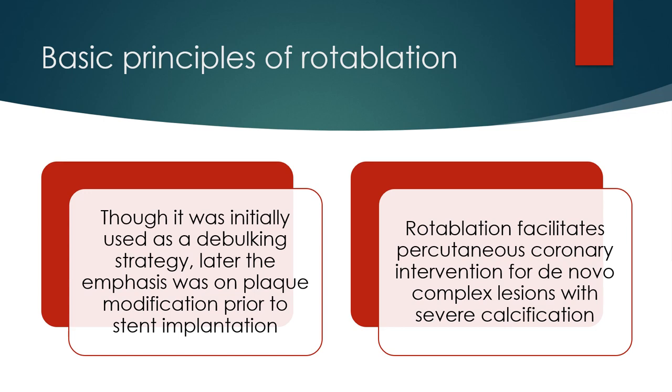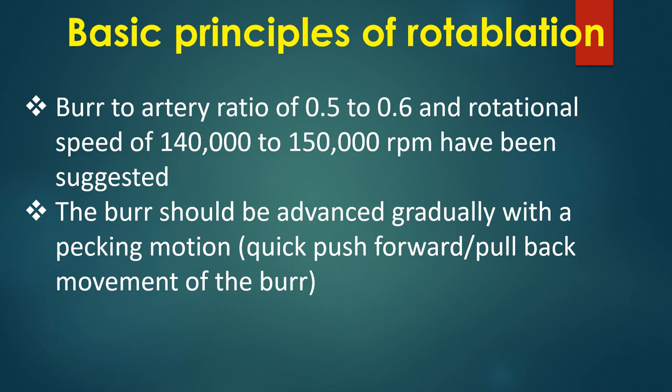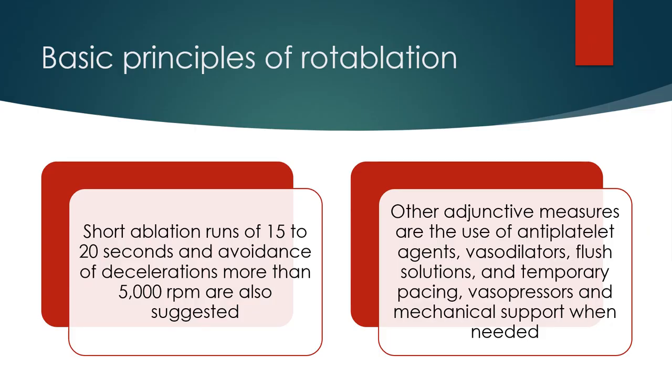to stent implantation. Rotablation facilitates percutaneous coronary intervention for de novo complex lesions with severe calcification. Burr to artery ratio of 0.5 to 0.6 and rotational speed of 140,000 to 150,000 rpm have been suggested. The burr should be advanced gradually with a pecking motion, quick push forward and pull back movement of the burr. Short ablation runs of 15 to 20 seconds and avoidance of decelerations more than 5000 rpm are also suggested.